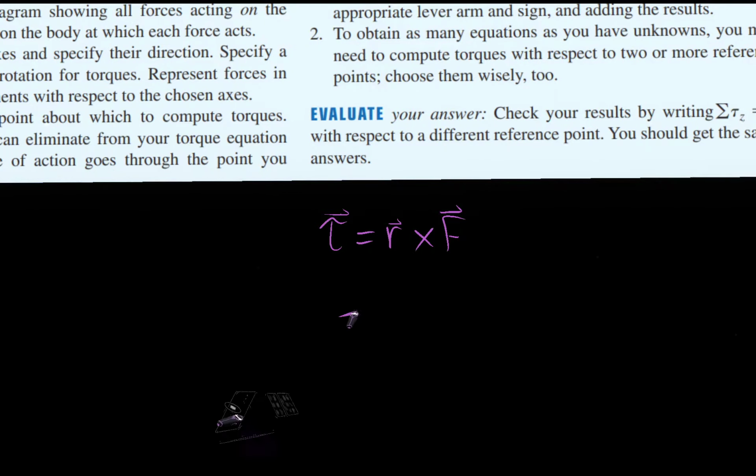And so if we have some force acting at the axis of rotation, well, r is 0 because there is no distance that it is acting away from the axis, and so this force provides no torque. So if you choose your axis of rotation, the point to sum the torques about, at the place where most of the forces act, then you can eliminate as much as possible.